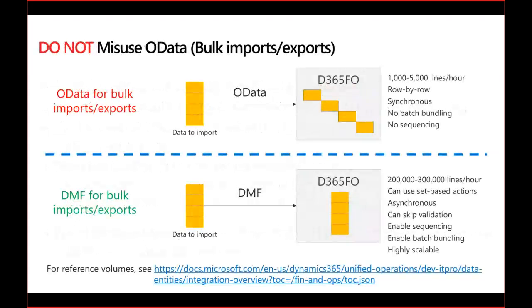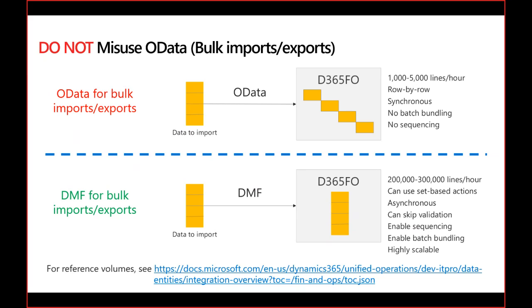Let me visualize this a little bit more. So this is a comparison between OData and DMF for bulk import exports, where you can see at the top where you use OData, you go row by row, you go synchronously, you use no batch bundling, no sequencing can be used, and it's normally for smaller volumes, like as an idea, 1,000 to 5,000 lines. Of course, this is just a rough estimate, but it's for the lower volume integration scenarios, which should be real time, and where you cannot enable any of the parallelism.